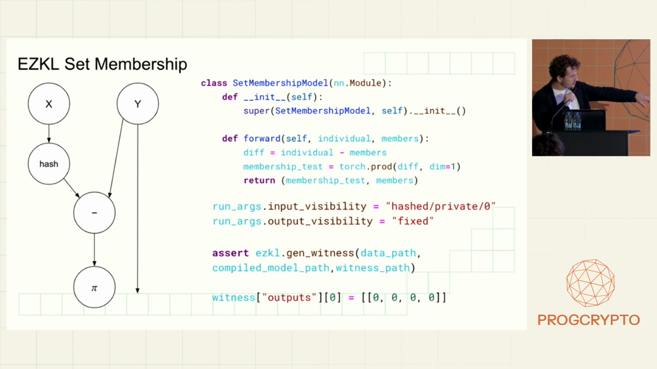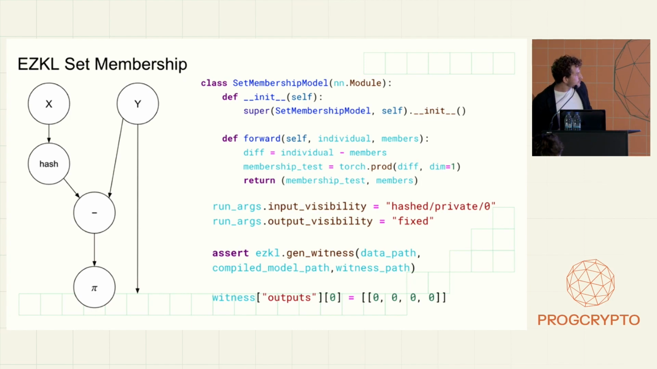And the way we do this is on the next line, where we fix the output value in the witness file. So we call Ezekiel to generate our witness, and then we try to set the outputs on the witness. We're going to set it to all zeros. So again, if it wasn't 0 in the membership test, then when we try to set it to zeros, it's fixed, so it'll fail when we try to verify it. But if it was 0 and we set it to 0, then when we verify it, it passes.